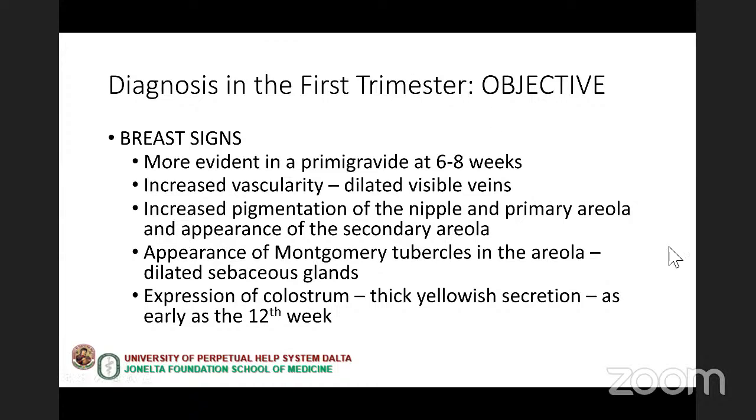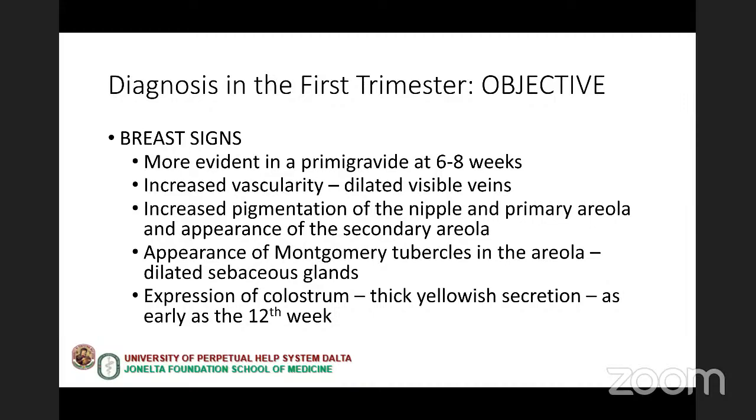So those are symptoms. These are signs. As mentioned, it's more evident in a primigravid at 6 to 8 weeks. So what are the signs? You will see increased vascularity. The veins will become visible. Okay? Your nipple would be more pigmented. Your primary areola would be more pigmented. And a secondary areola will appear.